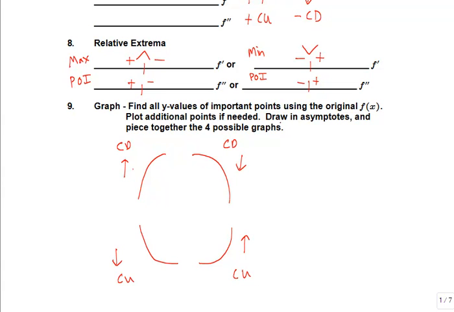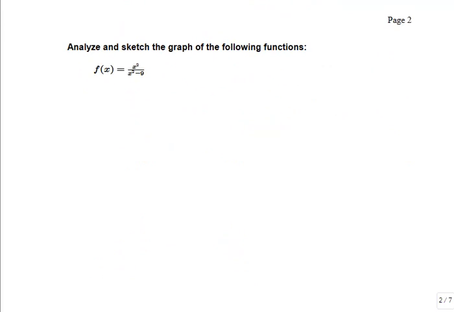And you're going to also want to draw in any asymptotes that you have, and then place your graph based on your y coordinates using the correct shape. Okay, so let's try several examples. So the first one here, we have the function x squared over x squared minus 9. So we want to analyze and sketch this graph.